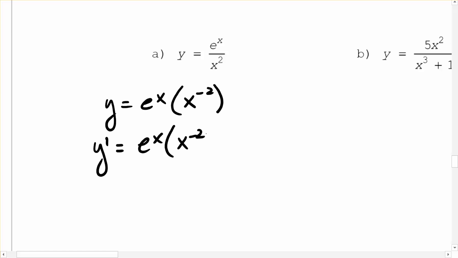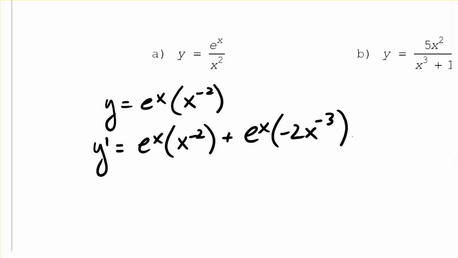X to the negative squared. Yep. Plus what? E to the x. Yep. Negative 2x to the what? Is it to the 2? Is it to the negative square? Nope. Can someone help him? Negative 3. Power go down by 1, remember? Oh, that's right. Powers go down by 1.